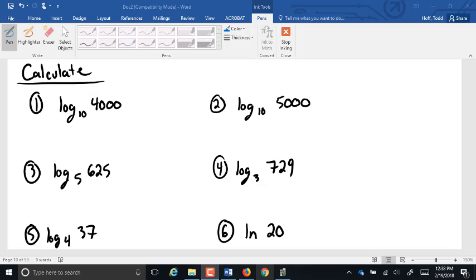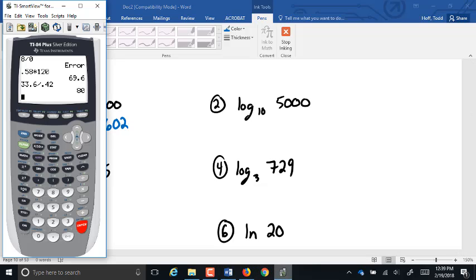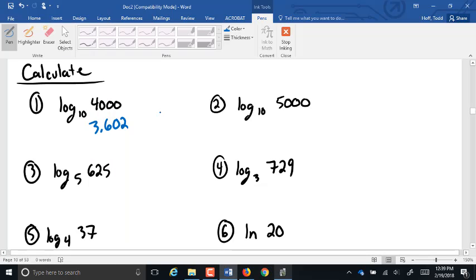So log base 10, which is just your regular log button on your calculator, right? Of 4,000 is 3.602. Is that correct? Again, that one you just punch in log 4,000. You should close the parentheses, but you don't necessarily have to. 3.602. Log base 10 of 5,000 is 3.699. Correct?